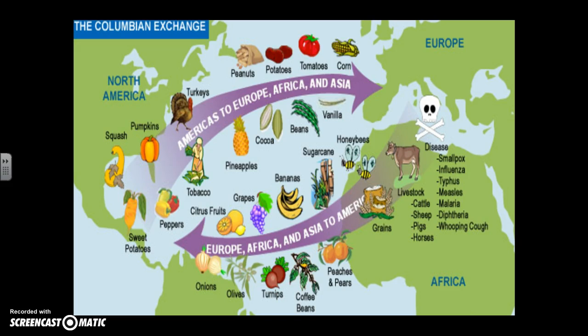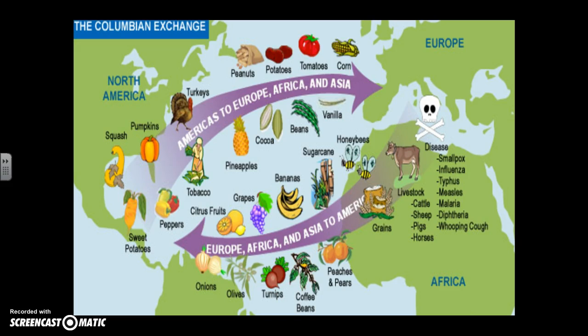Before the time period, we'll give it 1500, there were no citrus fruits, grapes, bananas, sugar cane, bees, livestock, cattle, sheep, pigs, horses, peaches, coffee, olives, onions. None of that existed in North America or South America.